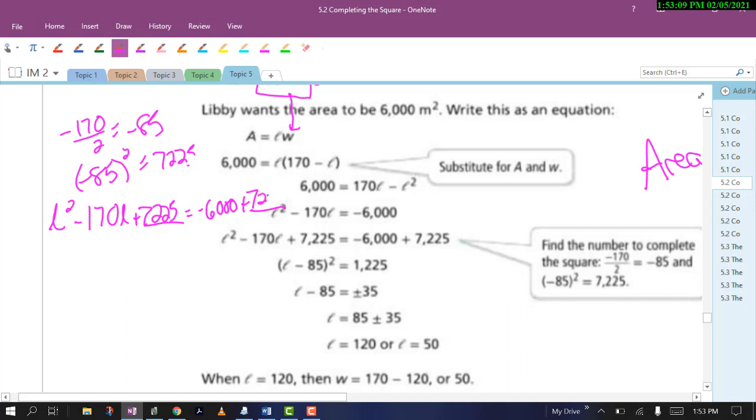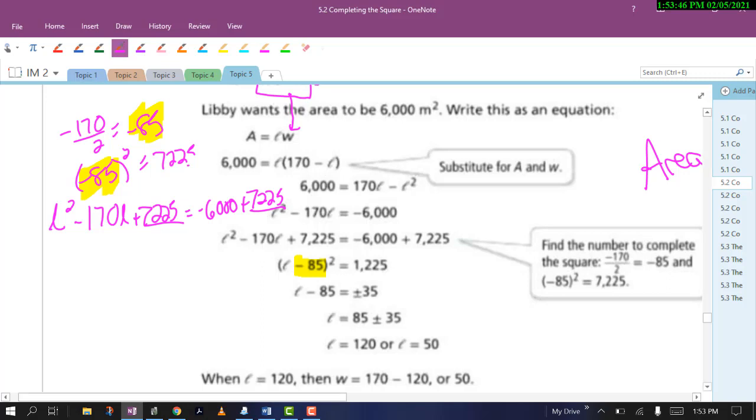So here is probably a good time where we realize that this number when we cut it in half is going to be in our parentheses when we have our perfect square trinomial. So L minus 85 squared, because negative 85 times negative 85 is positive 7,225. Negative 85 plus negative 85 is negative 170L, or negative 170, I suppose. We simplify the other side as well, negative 6,000 plus 7,225, and we get 1,225.